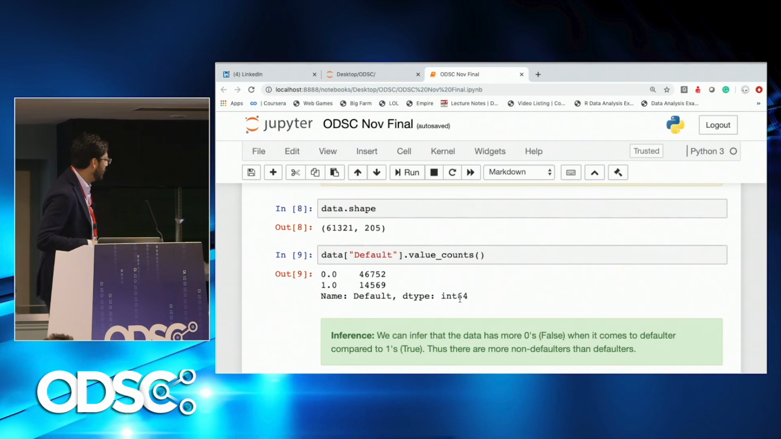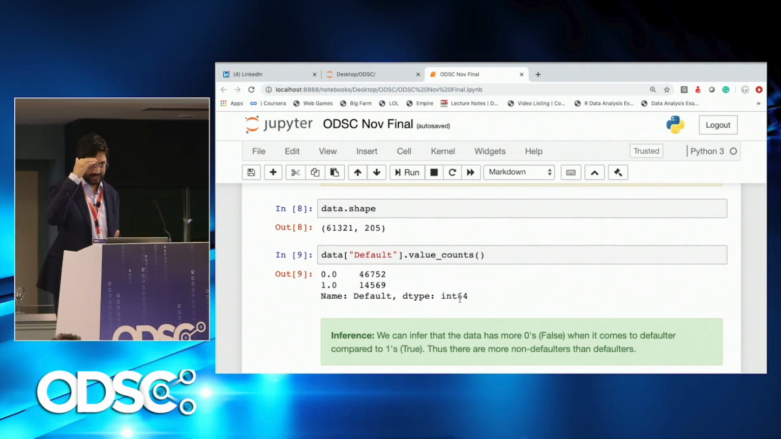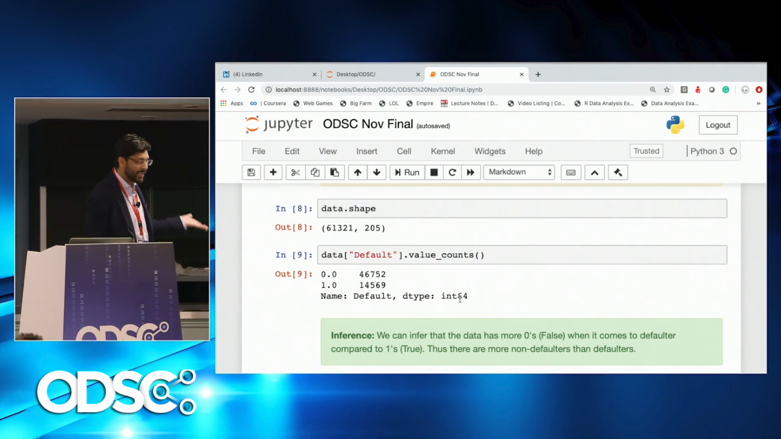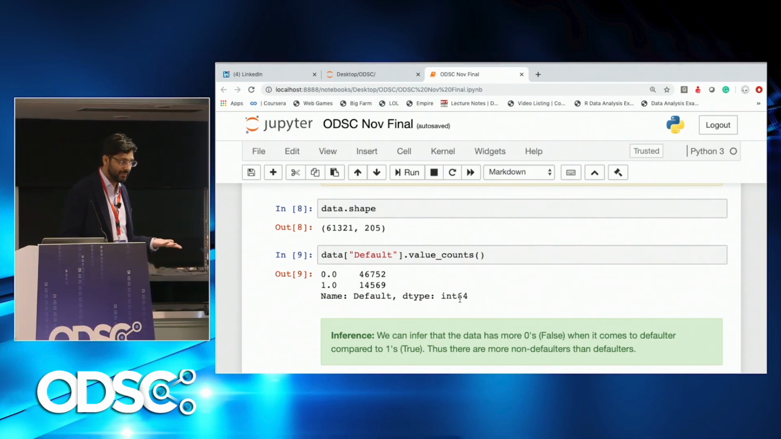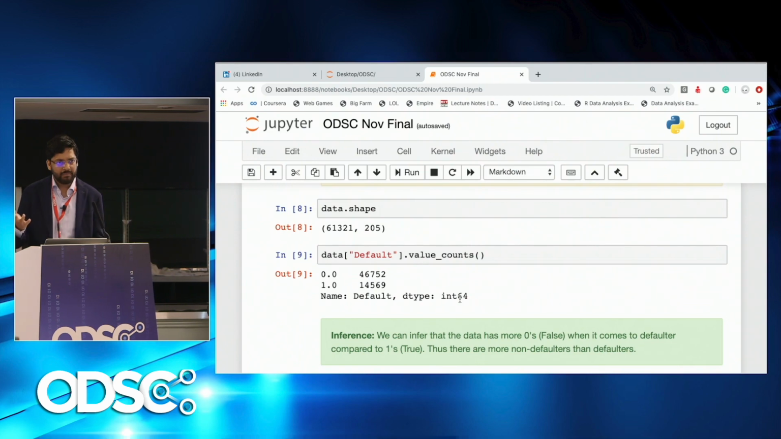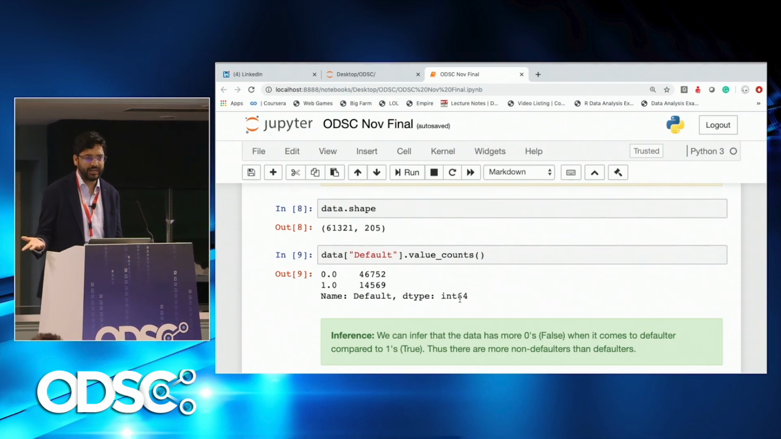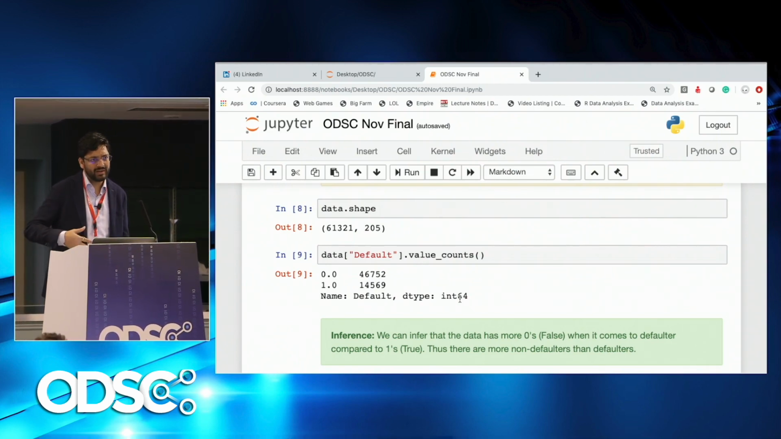So how does my data look like? It has around 61,000 applicants, where we will see whether they default or not, over 205 features or variables. Now, as we know, most of these are imbalanced data. People who are non-defaulters are 46,000 and people who are defaulters are 14,000. Basic credit default data, wherein you have more non-defaulters and fewer defaulters. Any questions here?